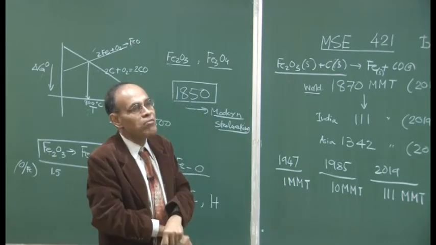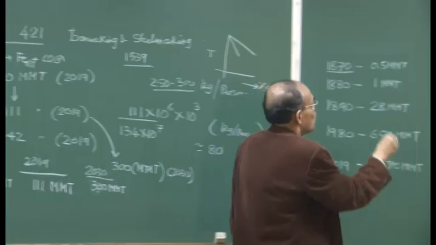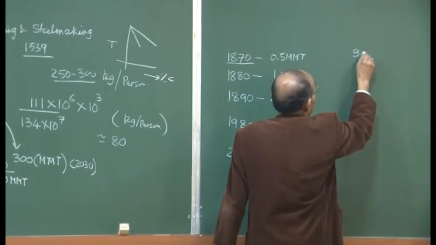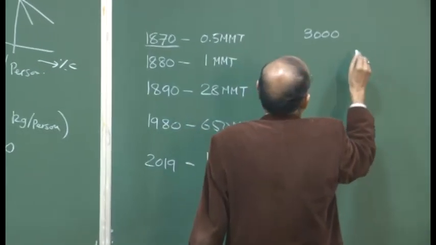If you go back to about 3000 BCE, so 1000 years back from the common era, so 3000 BC.